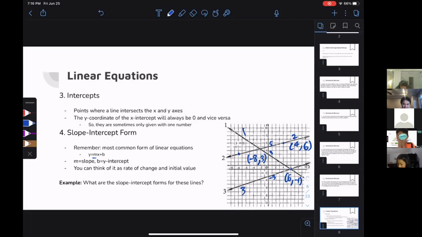When you're done, you can just private chat me the answers. And just remember that slope represents the change in y over the change in x, or the rise over the run. And the y-intercept is where it intersects the y-axis. And just direct message me your answer when you're done.